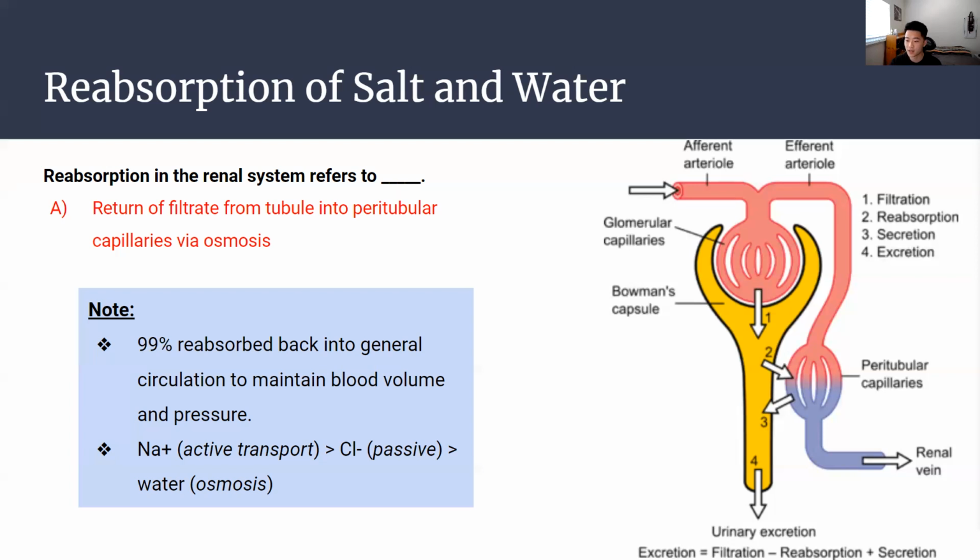Remember how water moves from an area where there is a lesser concentration of solutes to an area where there is a greater concentration of solutes, right? Now in this scenario, sodium chloride moves to the peritubular capillaries and the water passively follows that because of osmosis. All right, and this is just the fundamental concept of reabsorption of salt and water. All right, that makes sense? Any questions? Any thumbs up?